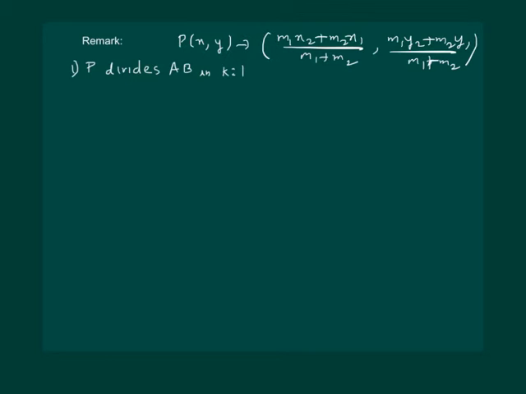Special case of section formula is if P divides AB in the ratio k is to 1, then the section formula becomes k times x2 plus x1 whole by k plus 1, and the y coordinate will be k times y2 plus y1 whole by k plus 1.